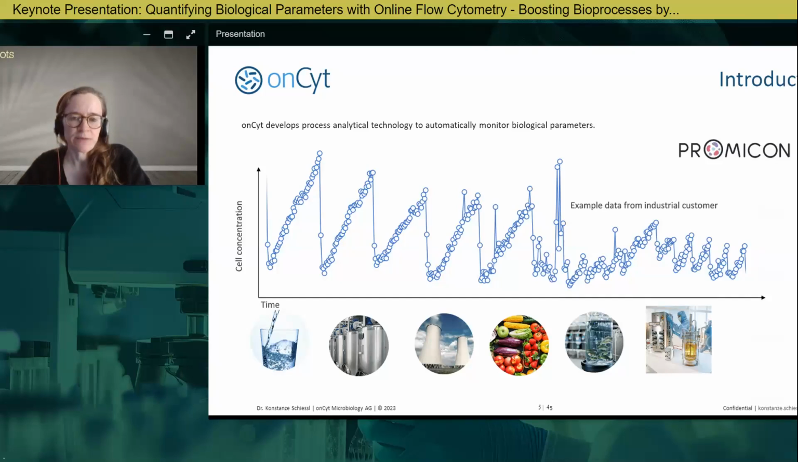And we put our online flow cytometry device in there, and it gives you really nice data on how cell concentration changes over time. So you see an increase and then a sharp drop. And the sharp drop is because at that moment, the manufacturer put a biocide into the process, and you see it kills the cells quite fast. But you also see that the cells immediately start growing again. So this is the type of data you can get with an online flow cytometer.